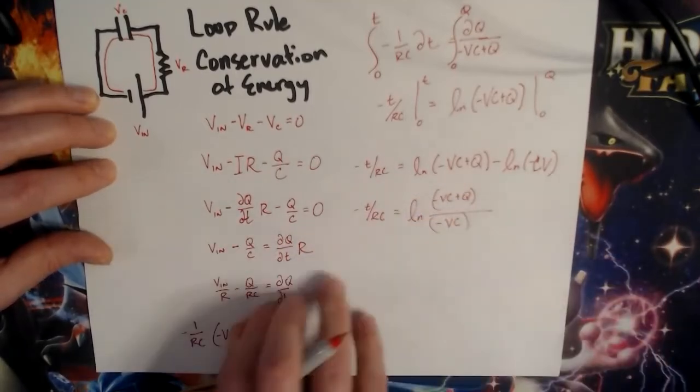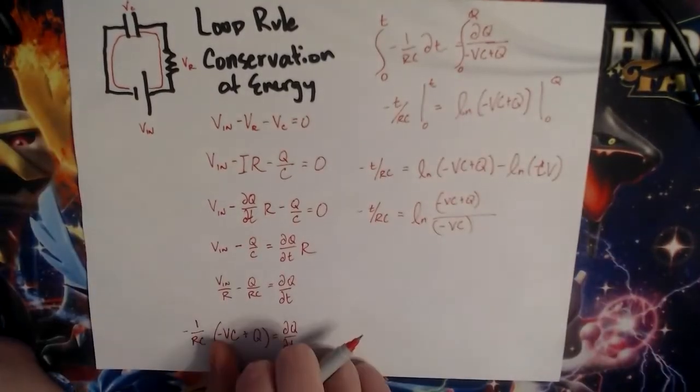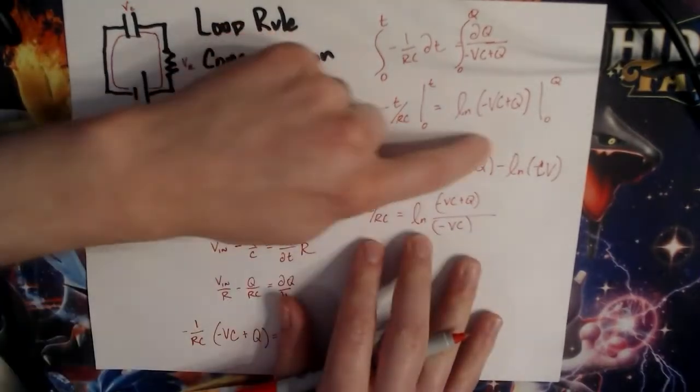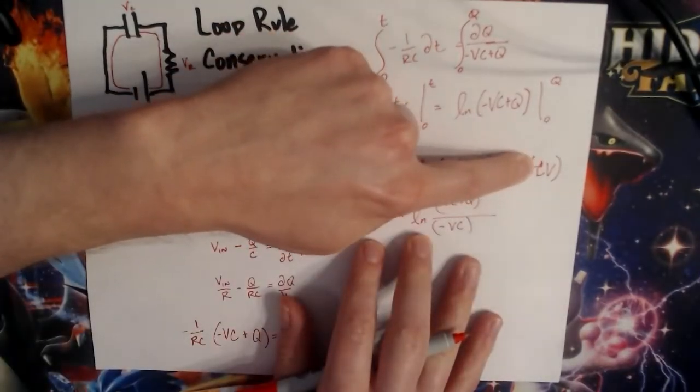I flipped it back. So that's just using our natural log trick. The negative isn't from this negative. The negative is because there's a negative right there.